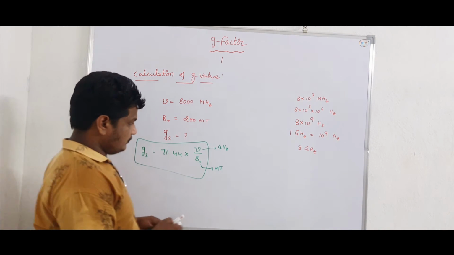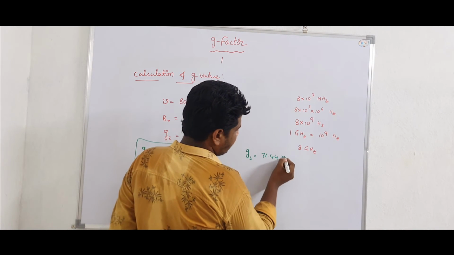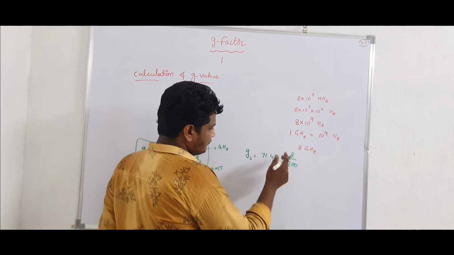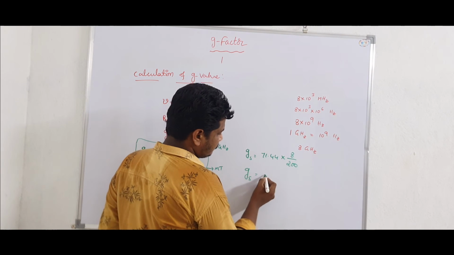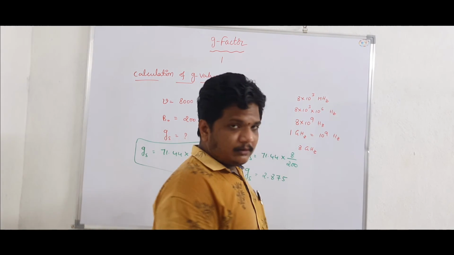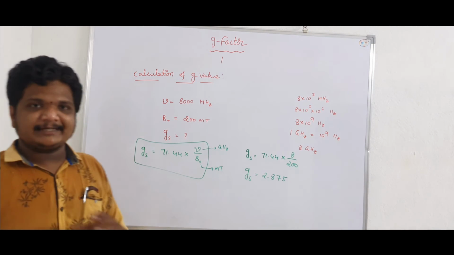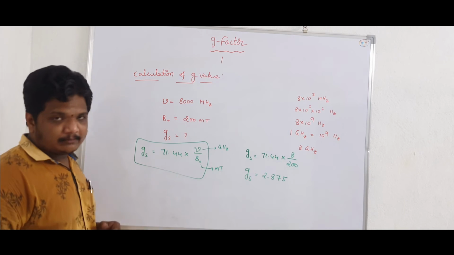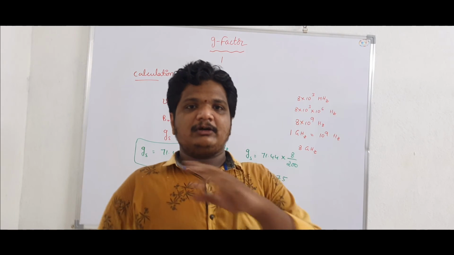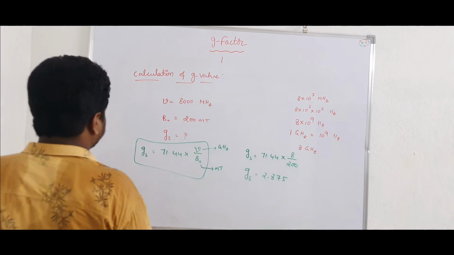So let us substitute the values of nu and B naught in this equation. Here g_s is equal to 71.44 into 8 by 200. By solving this, the value of g_s is equal to 2.875. In this way, we can calculate the value of G in the case of ESR spectra by using this simple formula. Now, what are the factors that affect the value of G in ESR spectra? Let us see those factors.